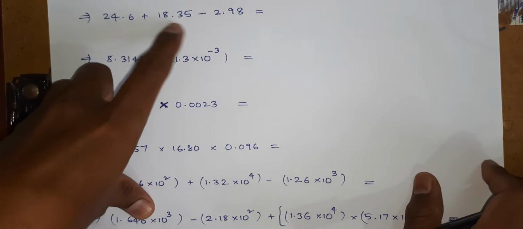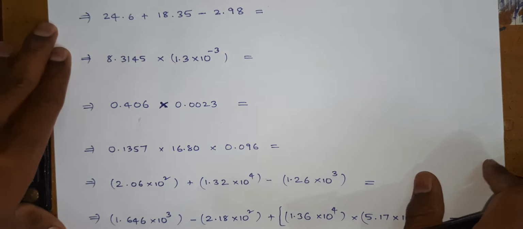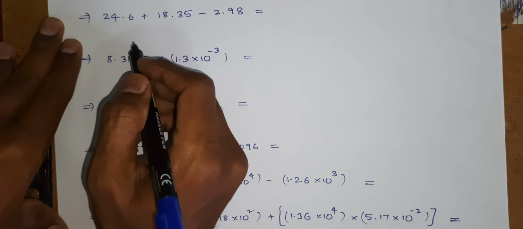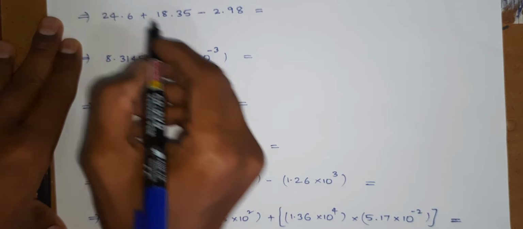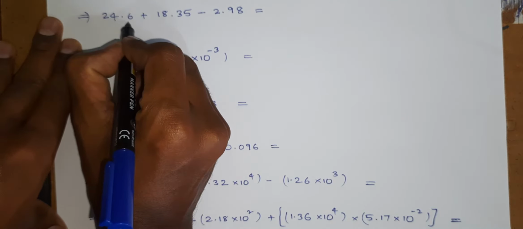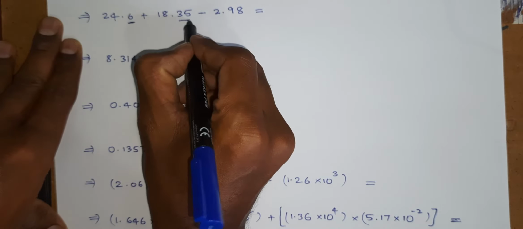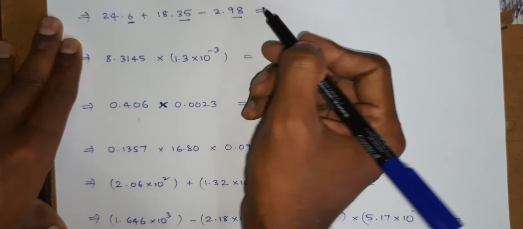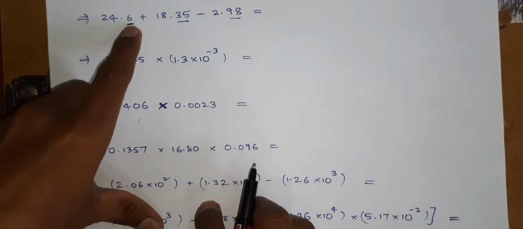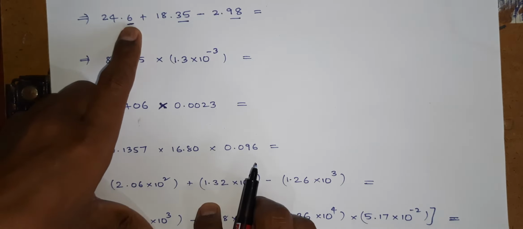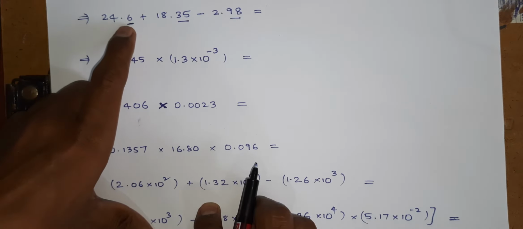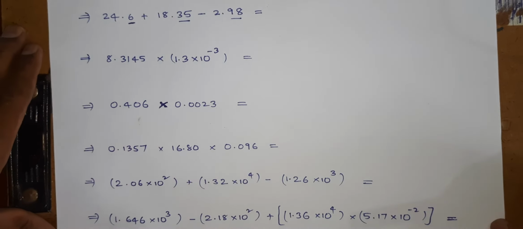Here, addition and subtraction. Okay, the least decimal places decide the answer. Here one decimal place, here two decimal places, here two decimal places. The answer should be in one decimal place. Okay, the least decimal place decides the answer.